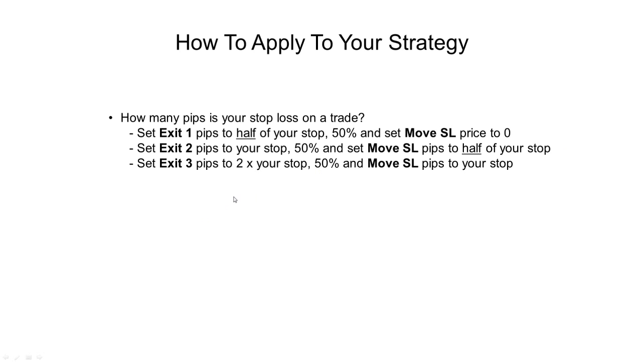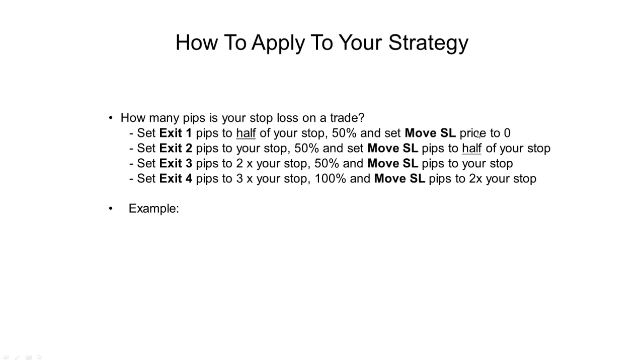I'm just going to run through the mechanics of how we're setting it up to make it work. So exit 3, put the pips to 2 times your stop, 50%, and the move SL pips to your actual stop. Exit 4, 3 times your stop, put it at 100% so it's fully out, and move SL to 2 times your stop. Okay, so that looked a little bit confusing.